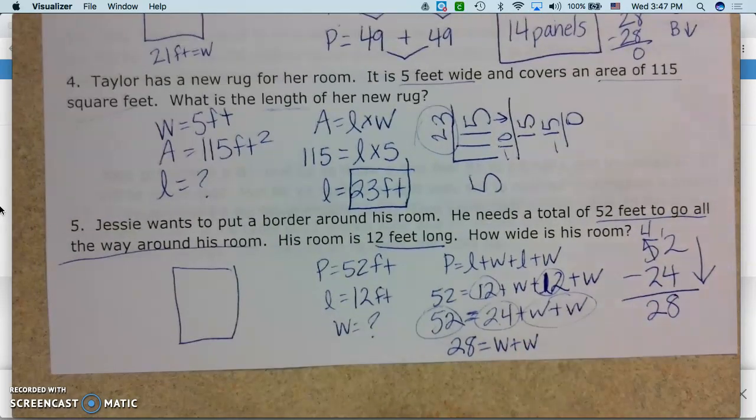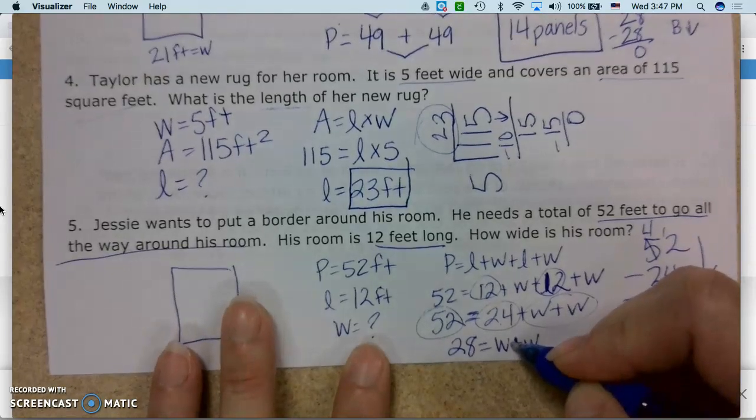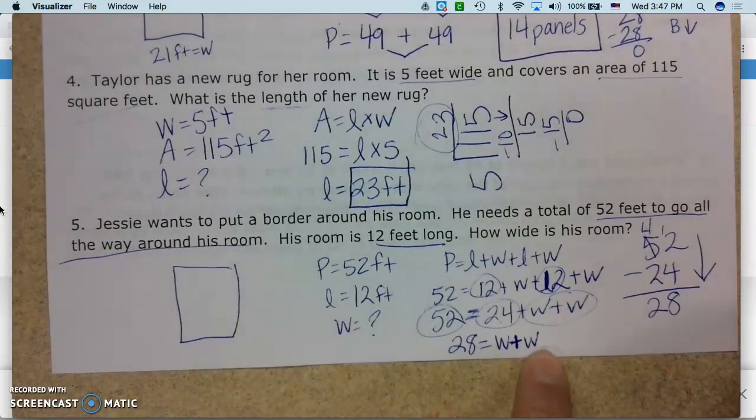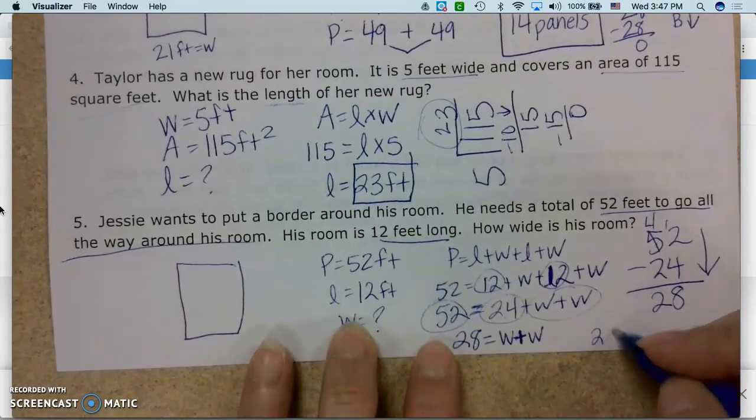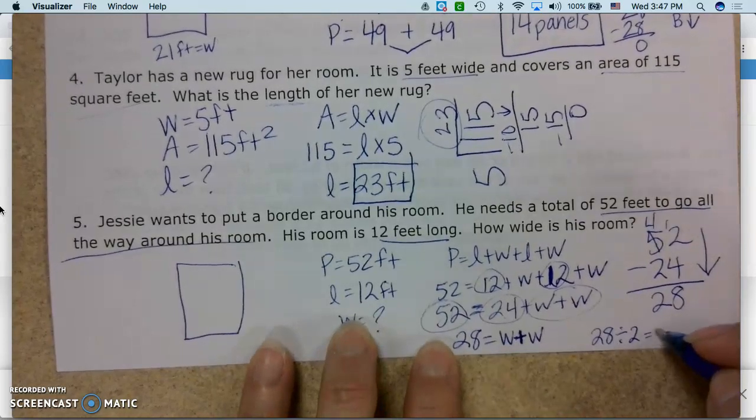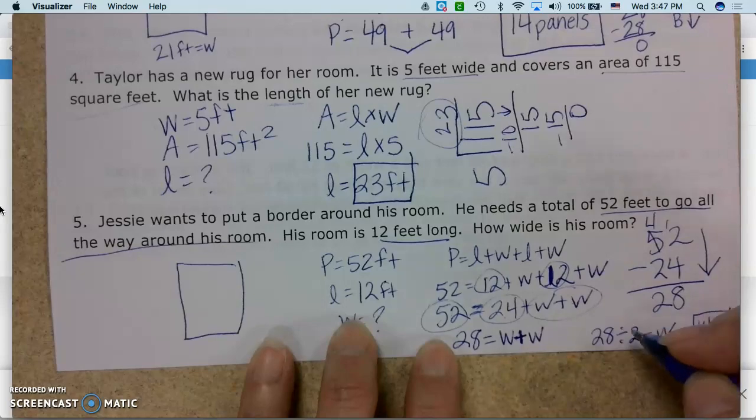So 2 widths makes 28, and since it's 2 of the exact same things put together to make 28, I can take 28 and divide it by 2 to find 1 width, and 28 divided by 2 is 14. So my width is equal to 14, and it would be feet.